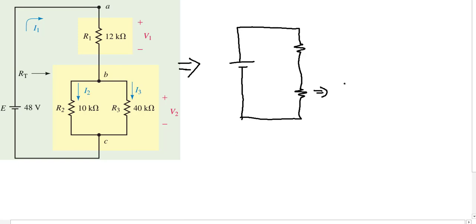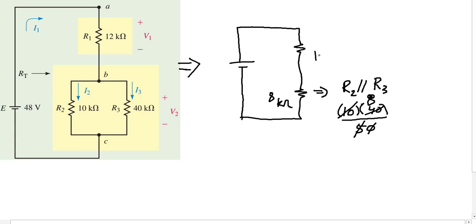This guy is R2 parallel with R3, and that equals 10 times 40 over their total, which is 50, of course everything in kilo ohms. So on 5 this is 8, so this thing is 8 kilo ohms while this thing is 12 kilo ohms, and of course the source is the same 48 volts.